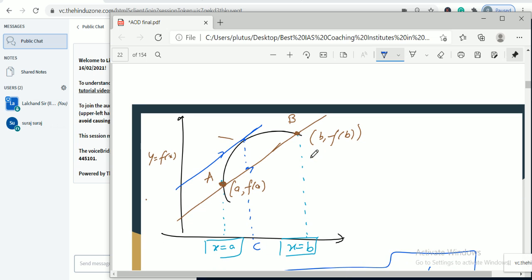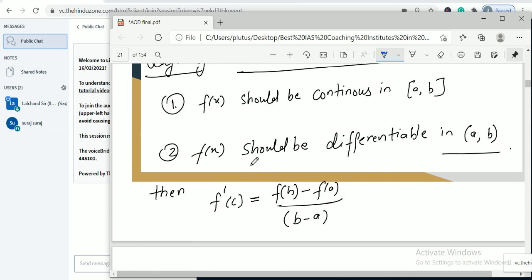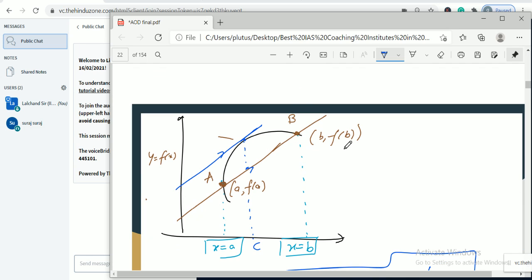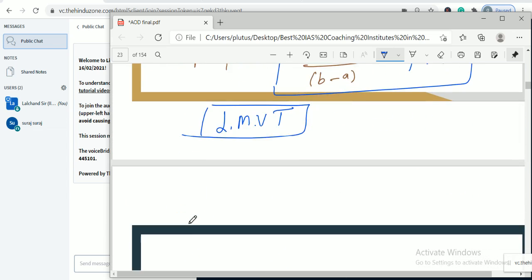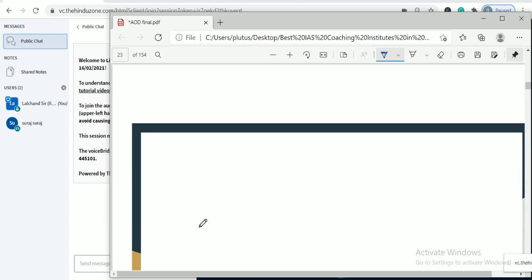So there are two theorems, Rolle's theorem and Lagrange's mean value theorem. There is only one difference. We have only two conditions here. The third condition, f of a equal to f of b, is not valid here. So for every continuous and differentiable curve Lagrange's mean value theorem holds. But for Rolle's theorem, the endpoint values f of a should be equal to f of b. There is no such necessity for Lagrange's mean value theorem.